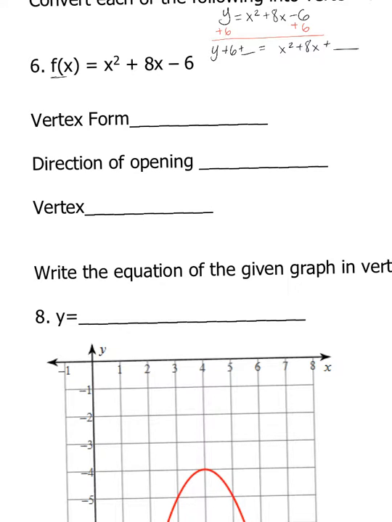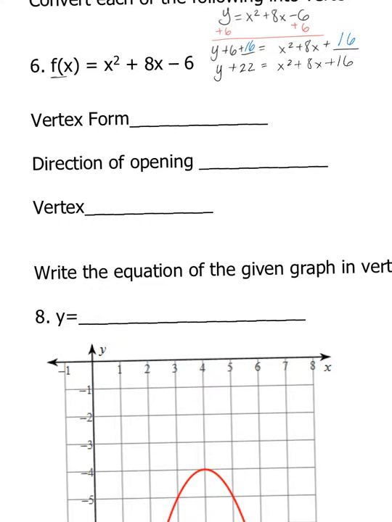We're going to fill this blank by taking the middle number here, dividing it by 2, and then squaring it. So 8 divided by 2 gives me 4. 4 squared is 16. We're going to add a 16 to the right-hand side of the equation, so we must do it to the left-hand side as well. That means after simplifying, I have y plus 22 equals x squared plus 8x plus 16.